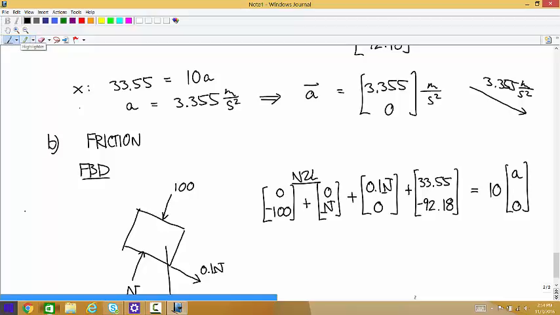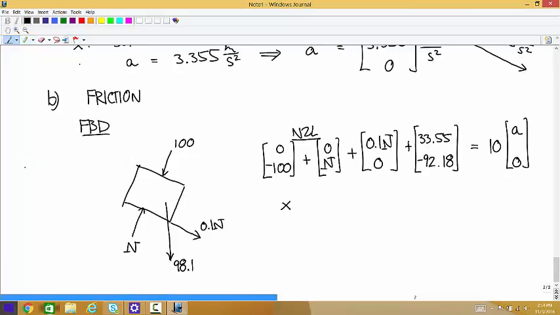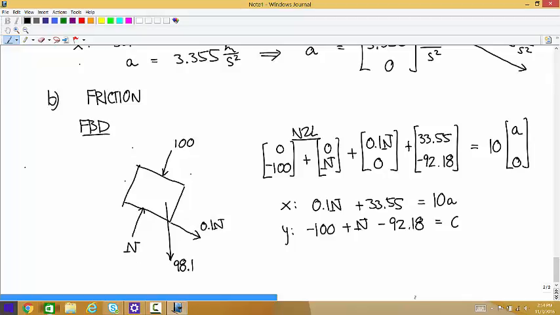No, because we're trying to find the new a now. The acceleration is going to be different now that there's friction. Okay, so we have two equations. The x equation says 0.1n plus 33.55 is equal to 10a. And the y equation says negative 100 plus n minus 92.18 is equal to 0.